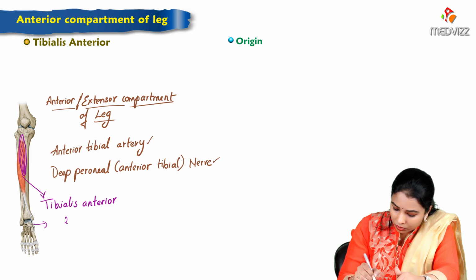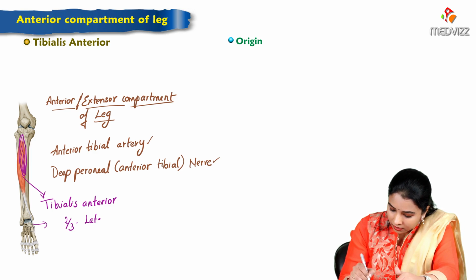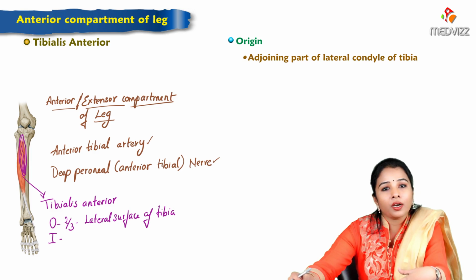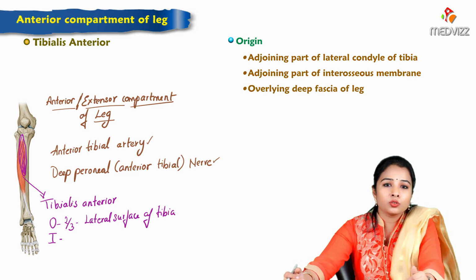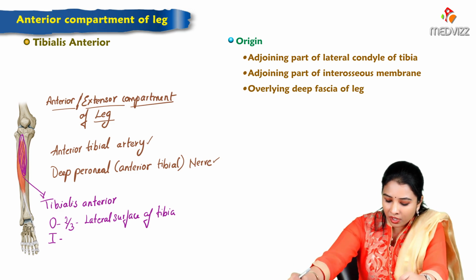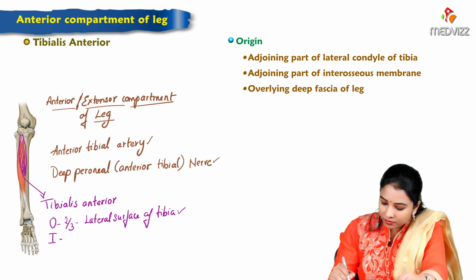The upper 2/3 of the lateral surface of the tibia is the origin, and also the adjoining part of the lateral condyle of the tibia and the adjoining part of the interosseous membrane, which is between the tibia and fibula, and also partly from the deep fascia of the leg. So this is the origin.